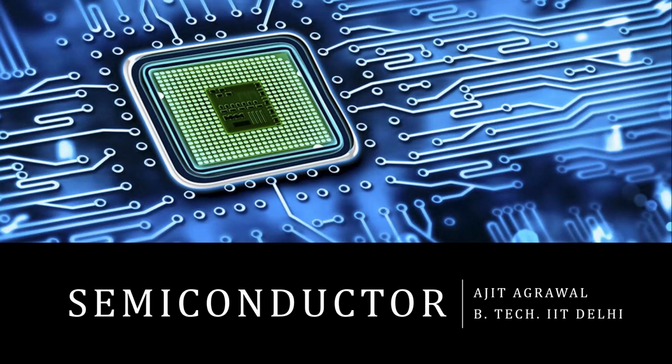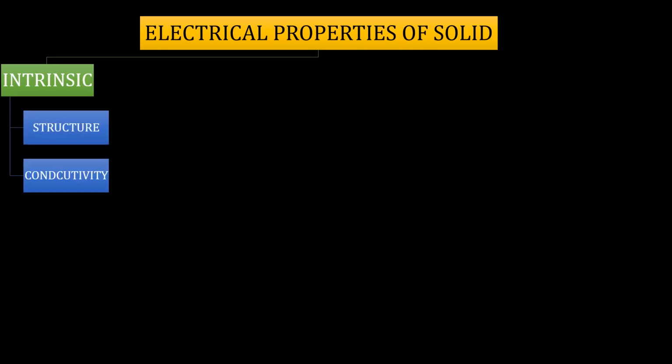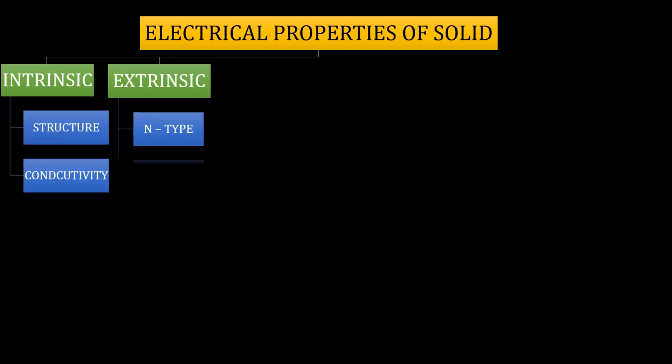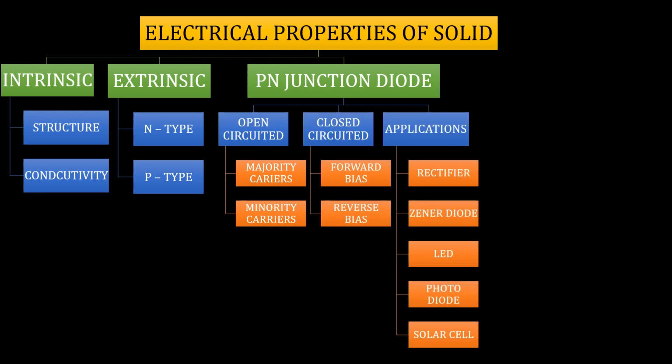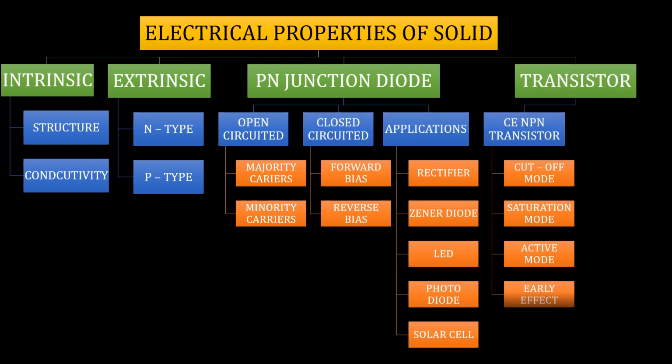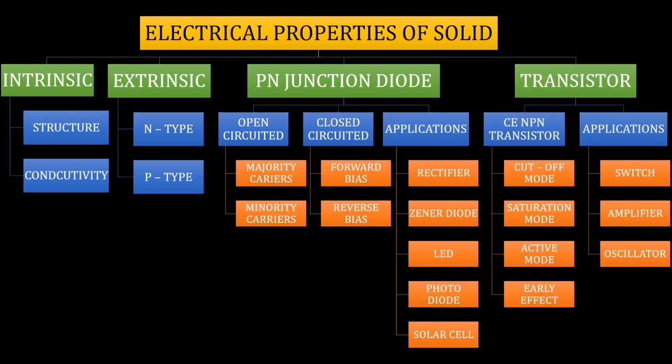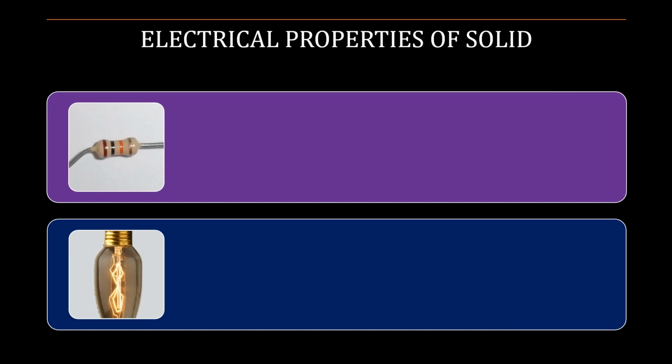We are going to study semiconductors. In semiconductors, first of all, we are going to study electrical properties of solids, then intrinsic semiconductor, then doped semiconductor, diode, and transistor. So first of all, we shall start with electrical properties of solids.